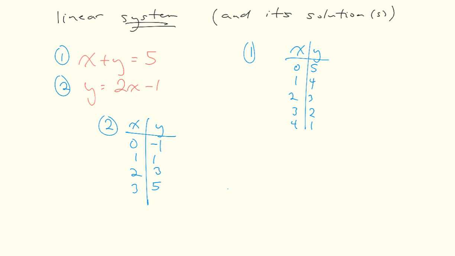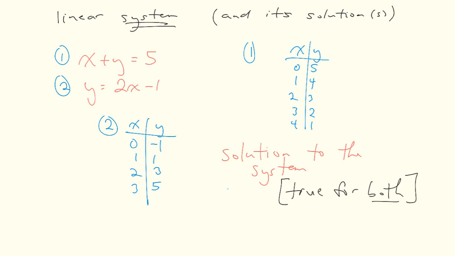Now, the solution to the system is that coordinate that is true for both functions. And just by looking at the table of values, we see, oh, the solution to this system must be that x is 2 and y is 3. Or just written as a coordinate, the coordinate (2, 3).